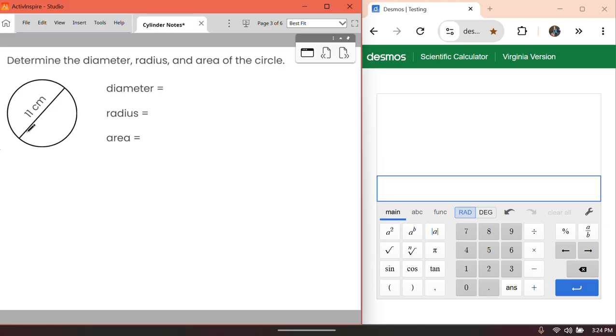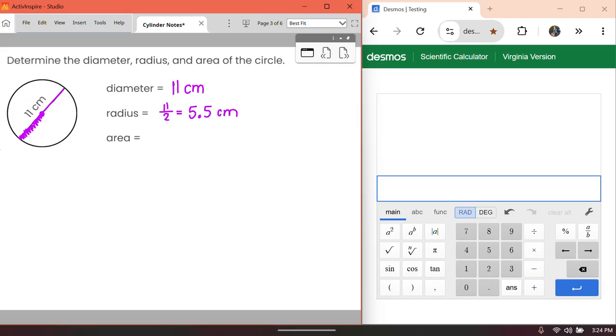So the diameter is the distance all the way across the middle of a circle, in this case, 11 centimeters. And the radius is the distance halfway across. So that would be whatever 11 divided by 2 is, which I can tell you is 5.5 centimeters.